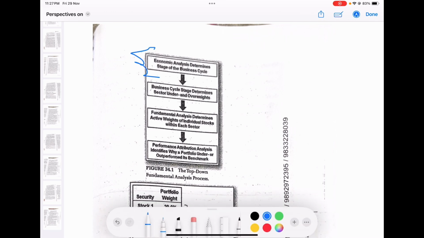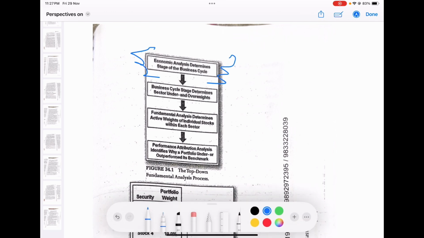So the first thing is economic analysis determines the stage of the business cycle. When you're doing the economic analysis, you know which particular business cycle the economy is currently in. Then the business cycle stage determines sector underweights and overweights. According to the business cycle you are at, you will know whether a sector is going to perform well or not. Obviously, before getting to know this, the first thing you need to know is which business cycle we are currently in. And then fundamental analysis determines active weights of individual stocks within each sector.